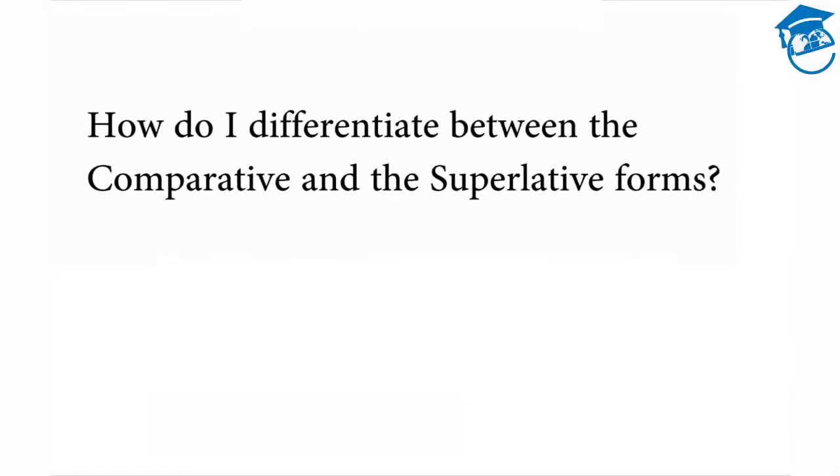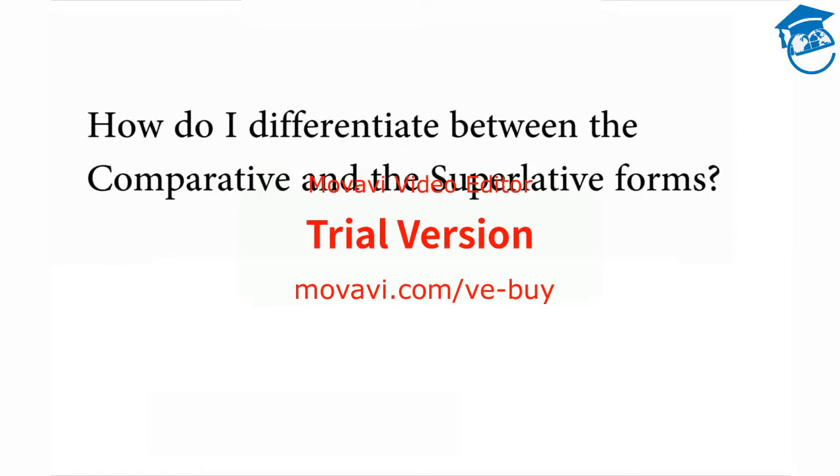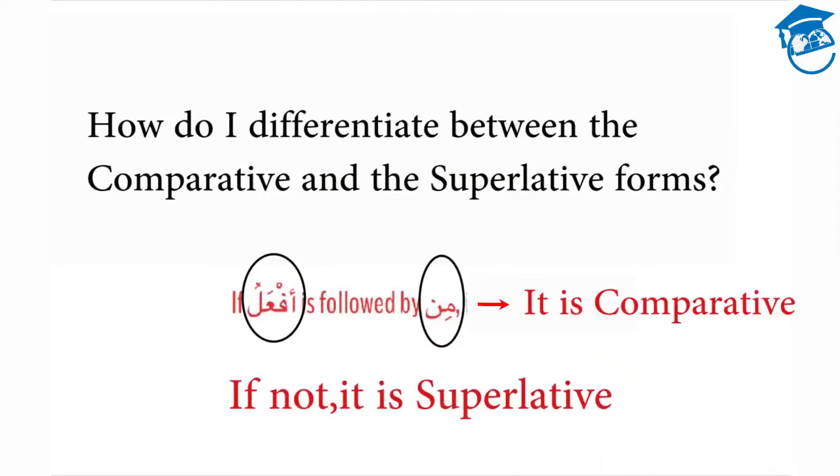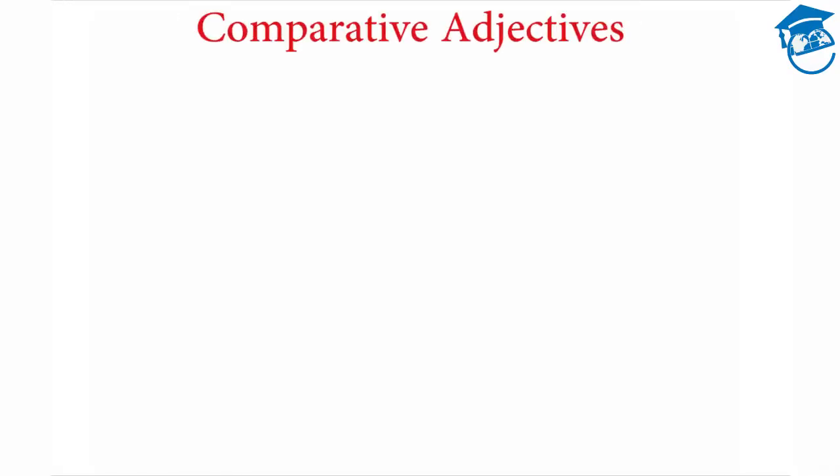So if the same word is used for comparative and superlative forms, you may be asking yourself, how do I differentiate between the comparative and the superlative forms? The answer is pretty simple. If af'alu is followed by min, it's comparative. If not, it's superlative. Let's begin by looking at comparative adjectives.